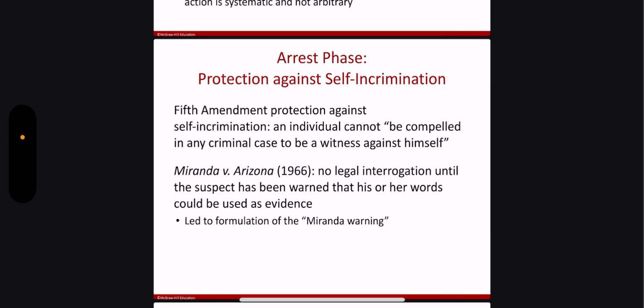This is where we have that Fifth Amendment protection against self-incrimination. You don't have to say that you're guilty, right? Even if you are, you don't have to incriminate yourself. You can plead the Fifth.